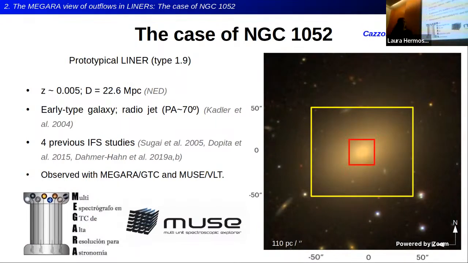So as I mentioned, this is a prototypical LINER, really close by. The AGN is living in an early type galaxy where it's known to have a radio jet. And in the images, I'm plotting the field of view of the data that we have. So in red is the field of view of the MEGARA data. And we also had MUSE data for this galaxy, for which we did a mosaic that was basically covering all the emission from the galaxy.